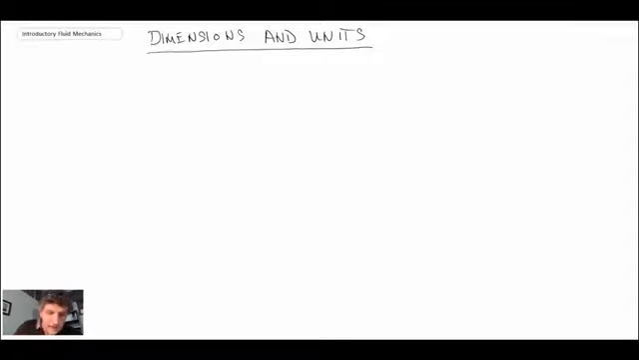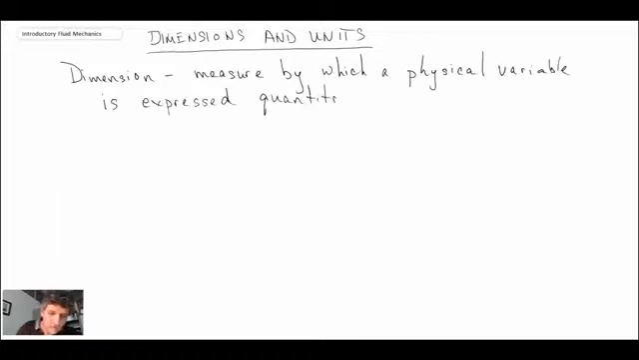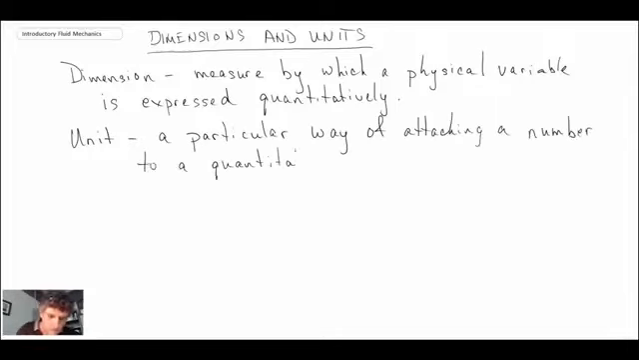So to begin with, a dimension is a measure by which a physical variable is expressed quantitatively. So dimensions, we're all aware of dimensions. That would be length or things like that. And a unit is the way to describe some sort of calibrated reference for that particular dimension. So it's a way of attaching a number to a quantitative dimension.